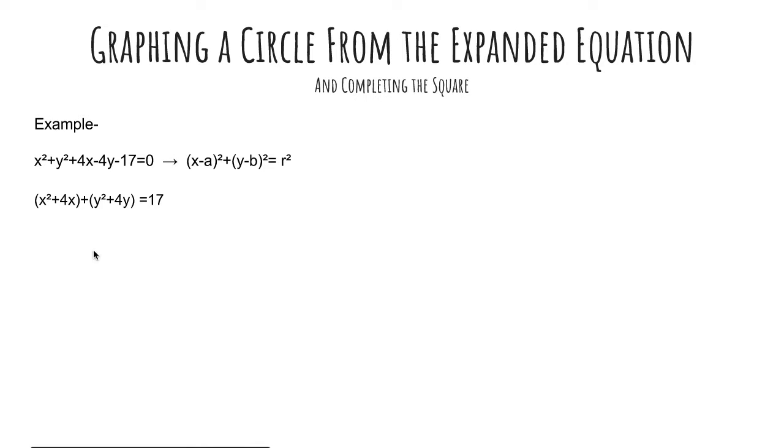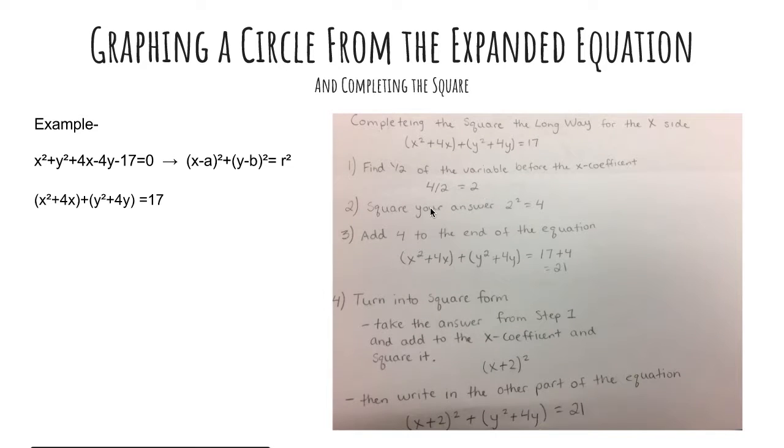Now you want to complete the square for both sides of the equation, both the x side and the y side. There's two ways to complete the square. There's the long way and there's the shortcut way. So for the x side of the equation, I'll show the long way, just so you know how to do it. So first thing that you want to do is you want to find half of the coefficient before x. So half of 4 is 2.